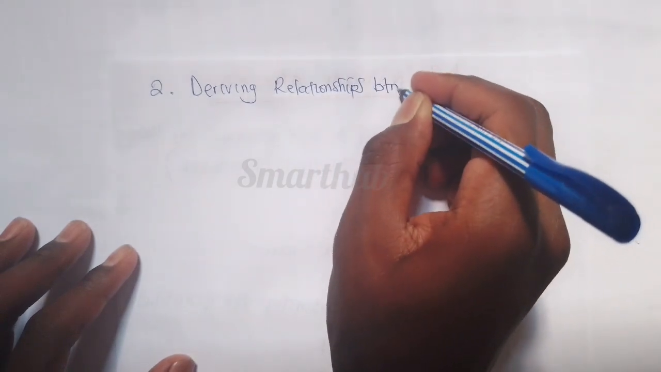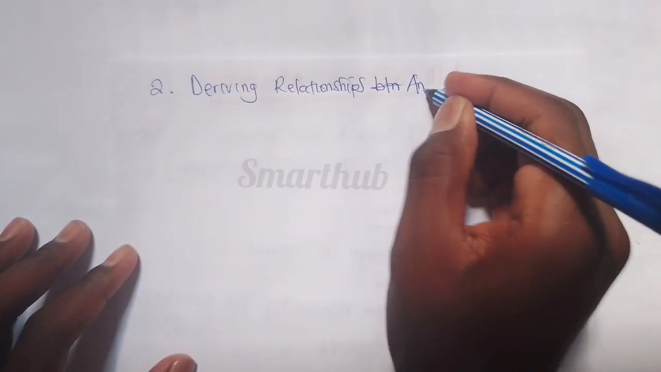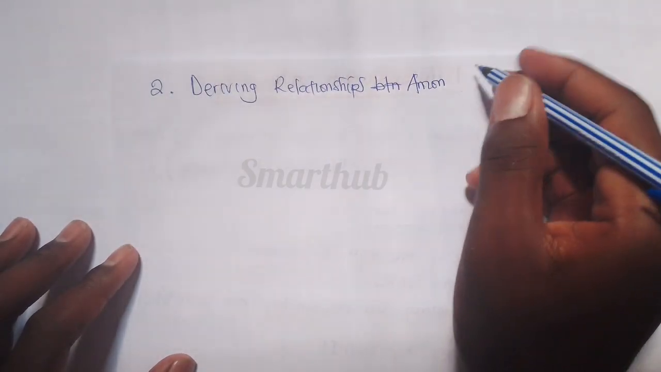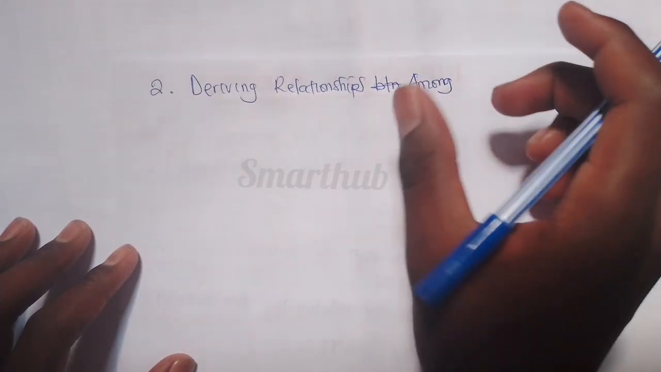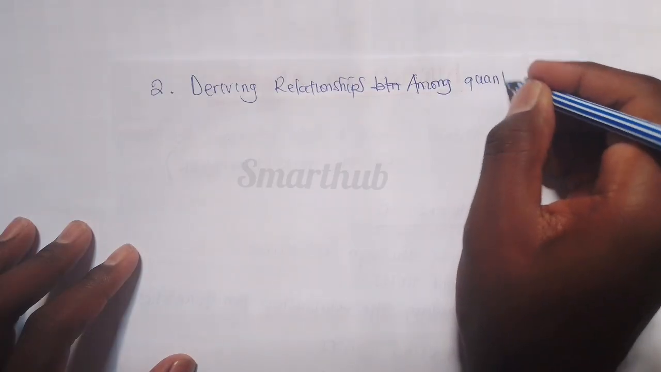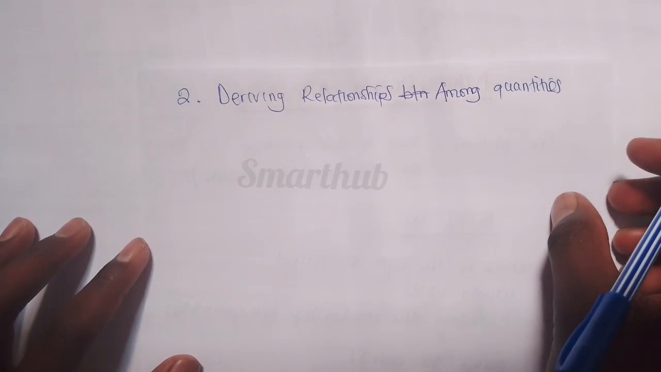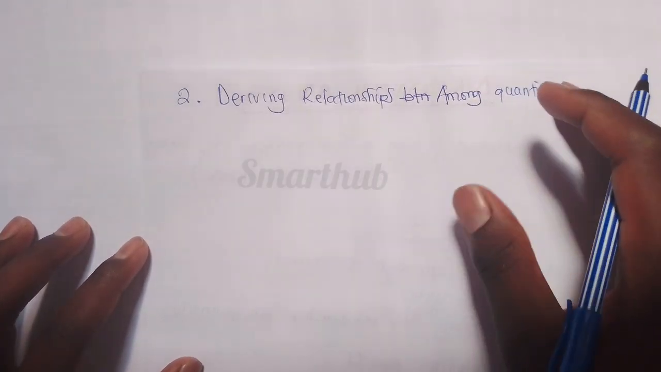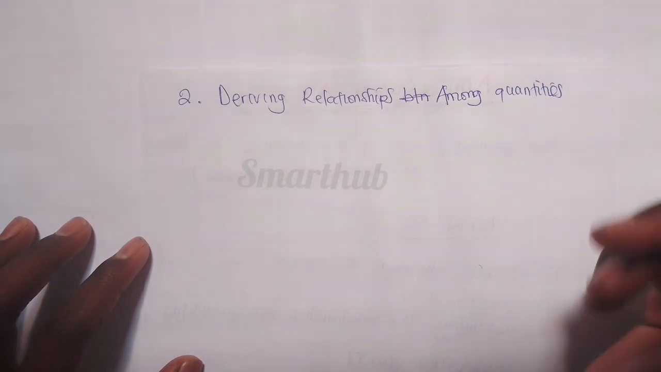Between, or let me say among, because sometimes you can derive relationships among more than 2 quantities. So let's say among quantities. To check if an expression is dimensionally consistent, homogeneity.